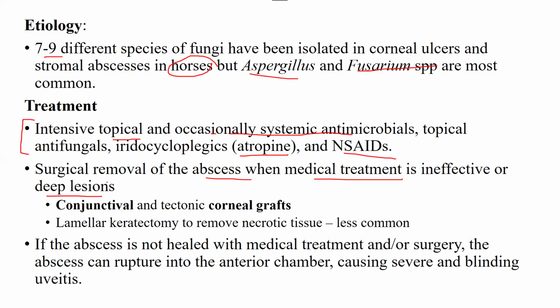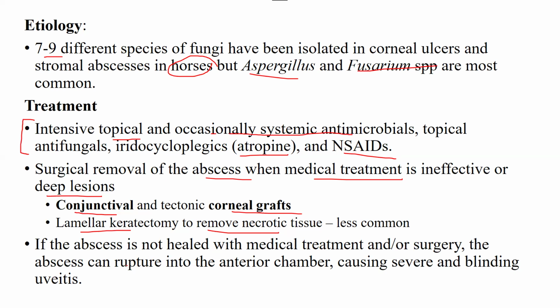For the surgical removal, from the paper point of view, you should remember conjunctival and tectonic corneal grafts are very important. Laminar keratectomy to remove the necrotic tissue or the abscess is also a treatment protocol that is performed, but it is less common. So if both come in the options, you are going to pick conjunctival corneal grafts.